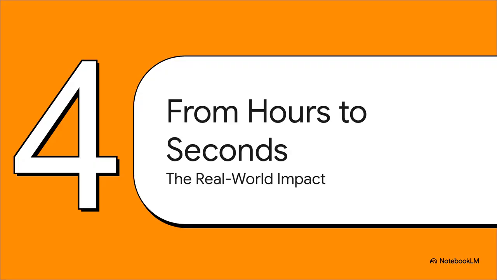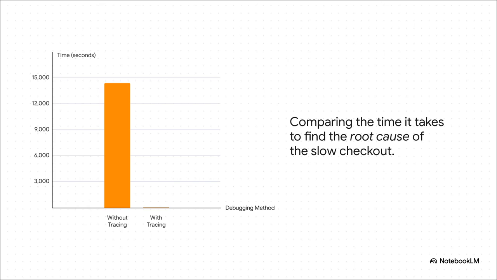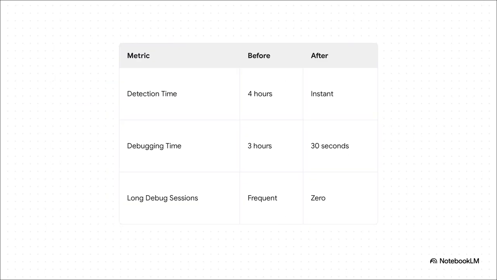So what does this actually mean in the real world? What's the bottom line impact? Let's go back to our disaster scenario one last time and see the difference this makes. I mean, just look at this. This is the payoff, right here. Without tracing, 4 hours of pure chaos to find the problem. With tracing, 30 seconds. We're not talking about a small improvement. This is a totally different way of working. It's night and day.